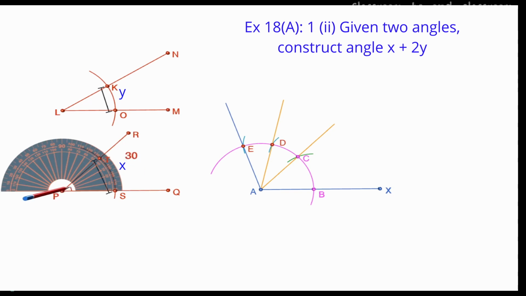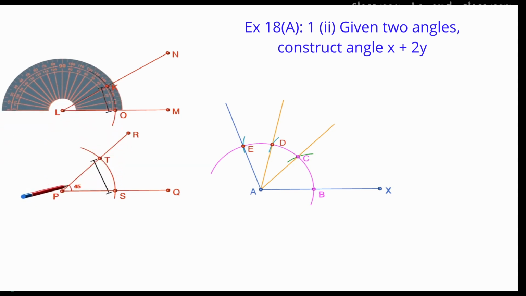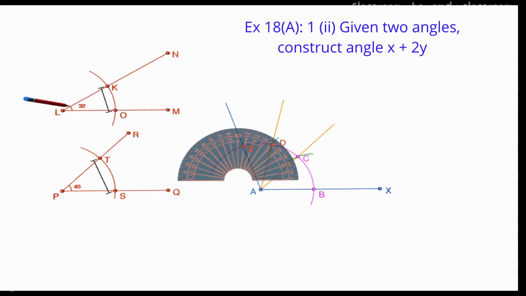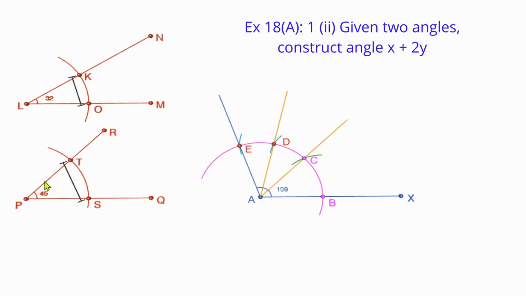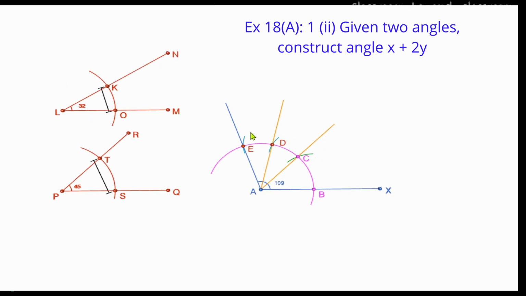You see, this angle was 45 degree, and this angle was, let us say, 32 degree. And if you measure the whole angle, this is equal to 109 degree. So 45 plus 32 plus 32 is equal to 109 degree. So first we draw the 45 degree angle, then we have drawn the 32 degree angle, then again a 32 degree angle, and finally we get an angle of 109. That means if this angle is x and this is y, then this whole angle is x plus twice y.